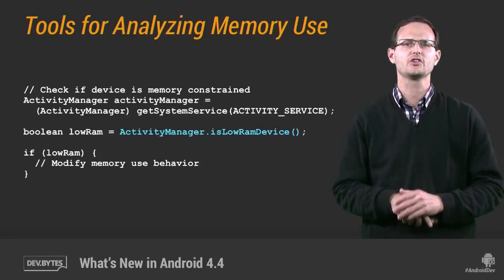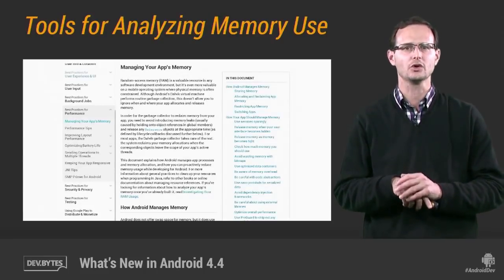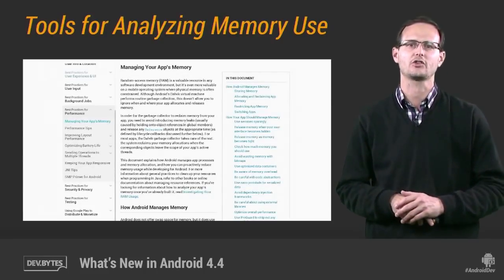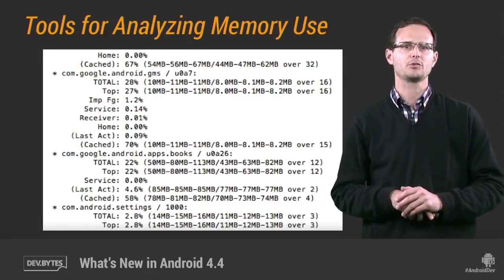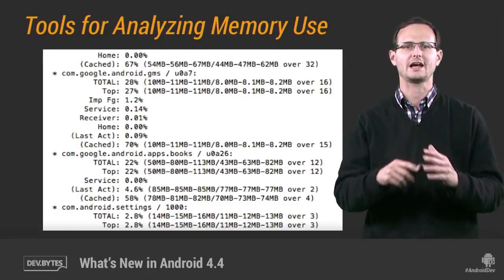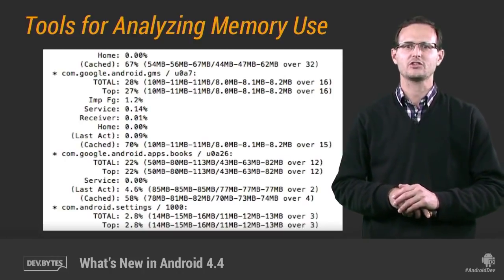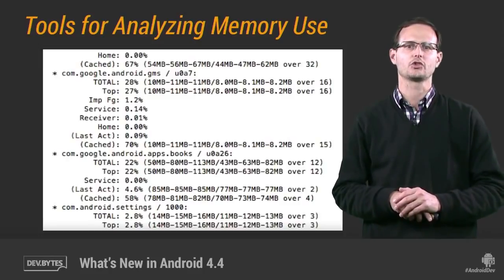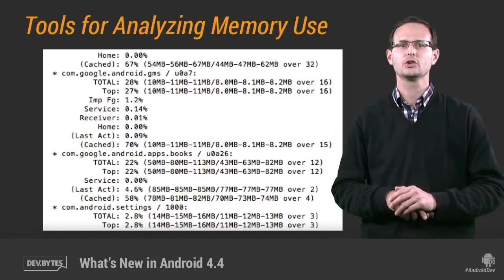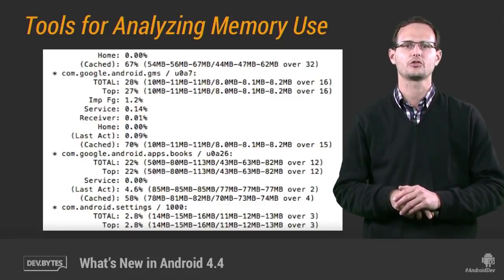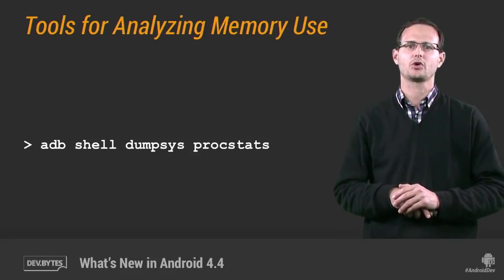Of course, disabling features is always a last resort, so check out this guide for tips on how you can optimize your app's memory usage without having to sacrifice functionality. But before you can start improving your app's memory efficiency, you need to first understand how you're using memory in the first place. The new ProcStats tool helps you analyze memory resources, providing data about apps' execution durations and memory use. You can access ProcStats from the ADB tool by calling adb shell dumpsys procstats.